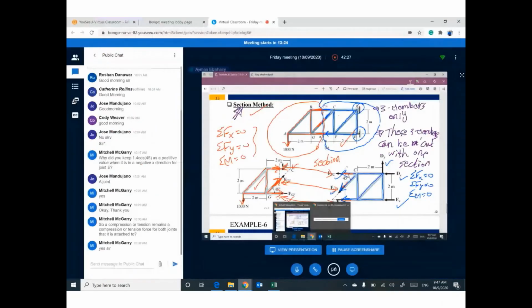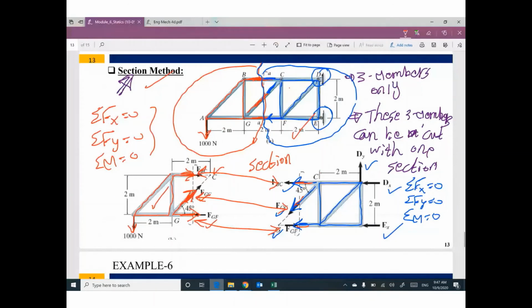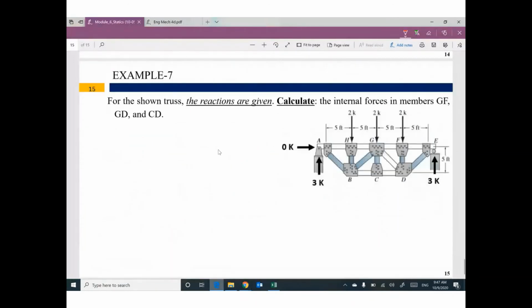Let me do this example. Let's try with this one first. Example number 7. We have a truss. Reactions are given. Wow, probably sometimes this happens. 3 kips, 3 kips, 0. The reactions are given.